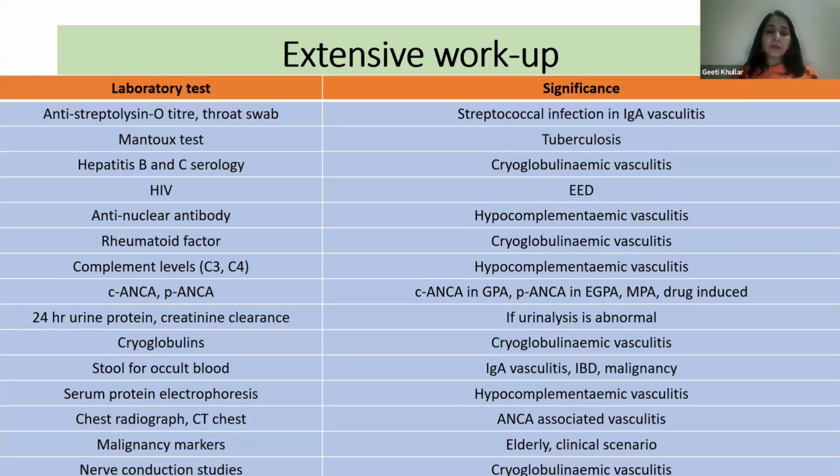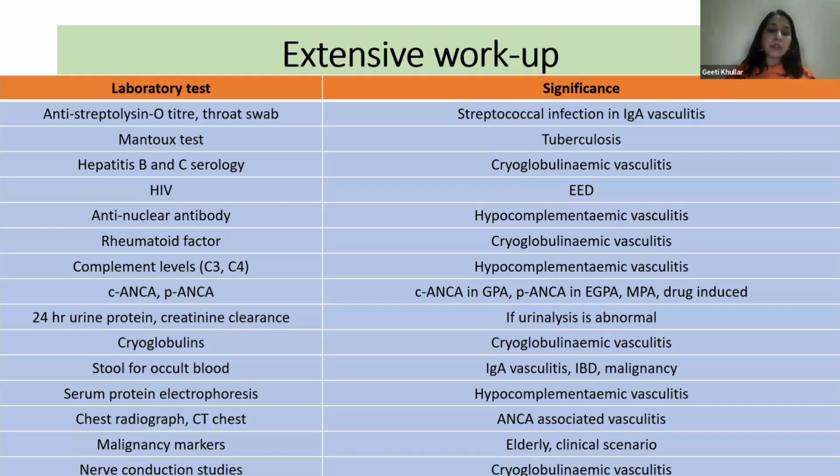A chest radiograph followed by a CT chest when you have ANCA vasculitis, because they can cause lung involvement. It can be lung hemorrhage, it can be parenchymal involvement, and those can be picked up by using chest X-ray and CT chest. Then malignancy markers for patients who are elderly. Normally you do not get these manifestations in elderly patients.